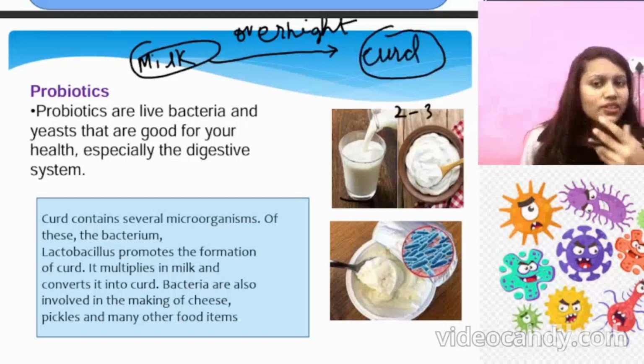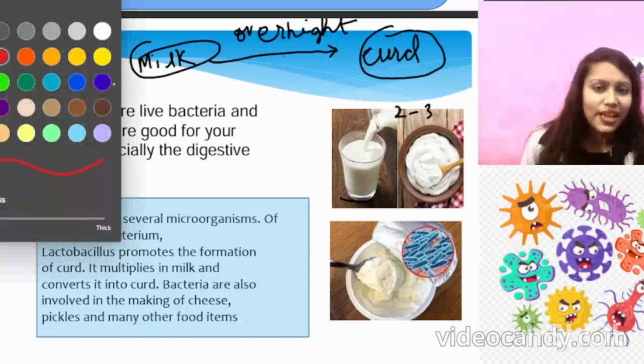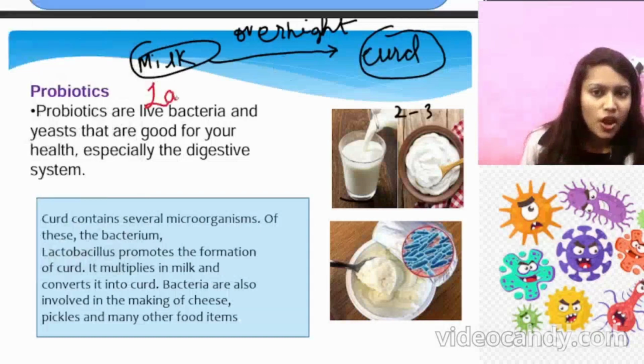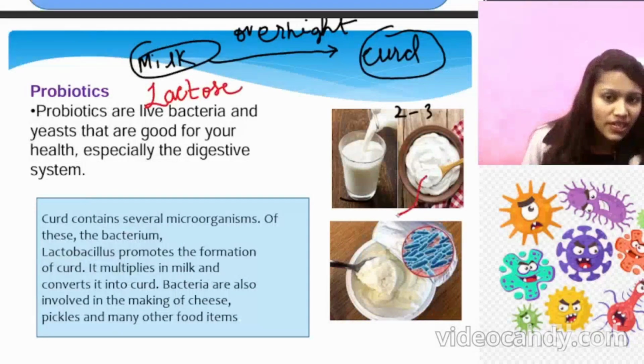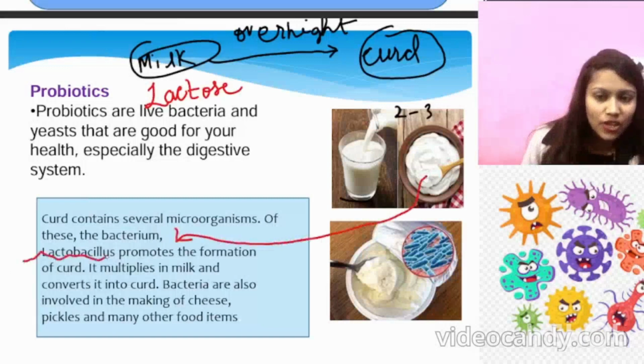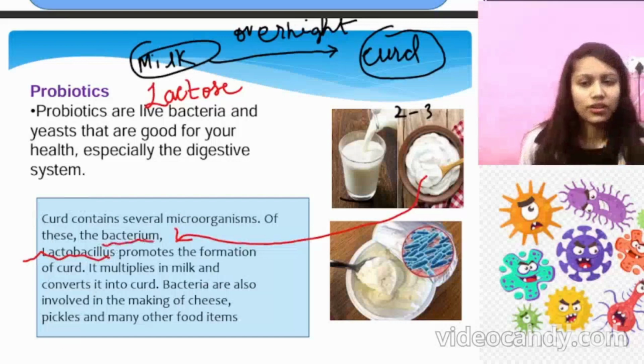So how is this happening? Milk has some lactose in it. Now, the 2 to 3 spoons of curd that we have taken here contain Lactobacillus bacteria. We can also call it Bacterium lactobacillus or Lactobacillus bacteria.